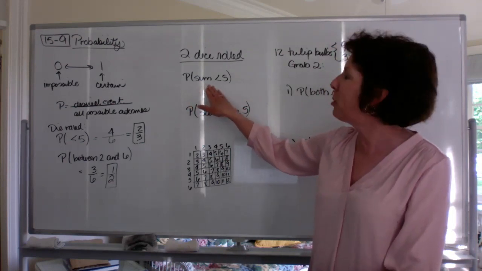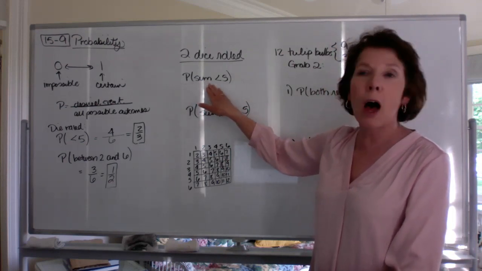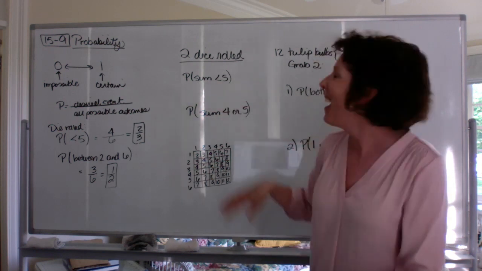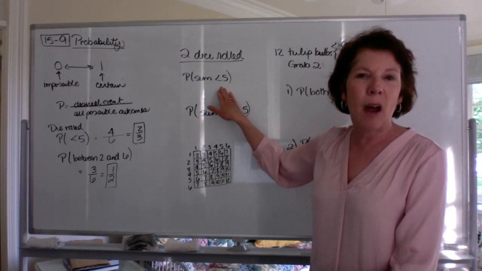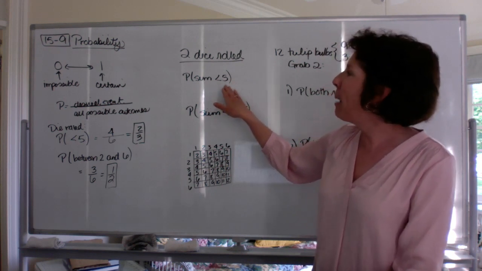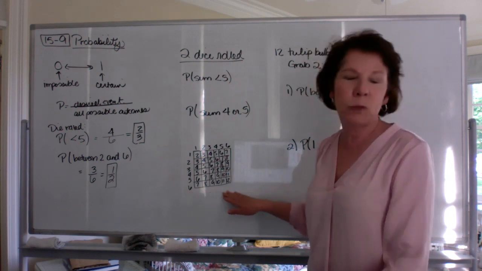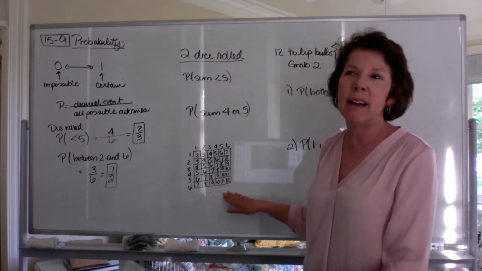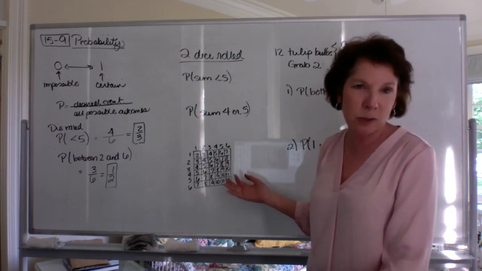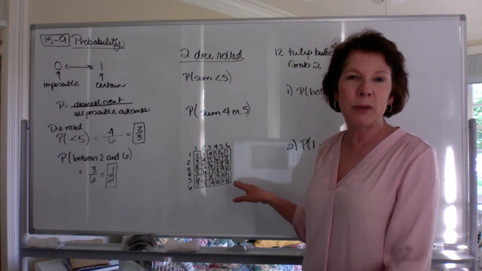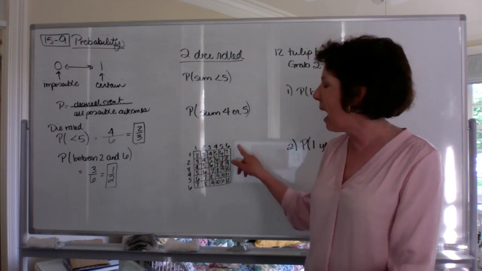Okay, let's go to rolling a pair of dice. This is where it gets a little bit trickier. I want the sum of a pair of dice rolled to be less than 5. Now, when we talk about a pair of dice, I don't know if you remember this. We had this in 7th grade and in 8th grade. It's a chart of what are my possible sums when I roll one die and another die.